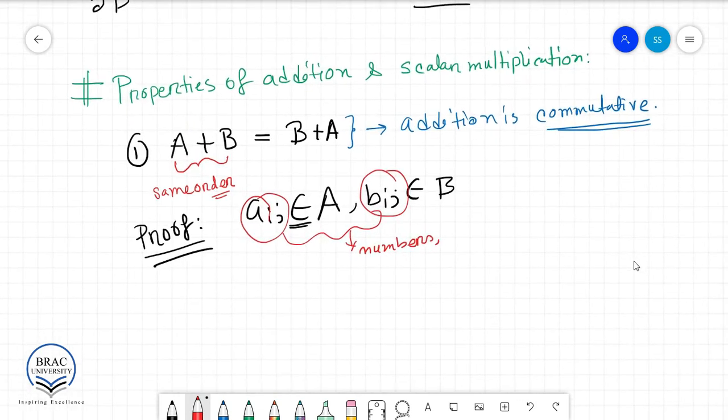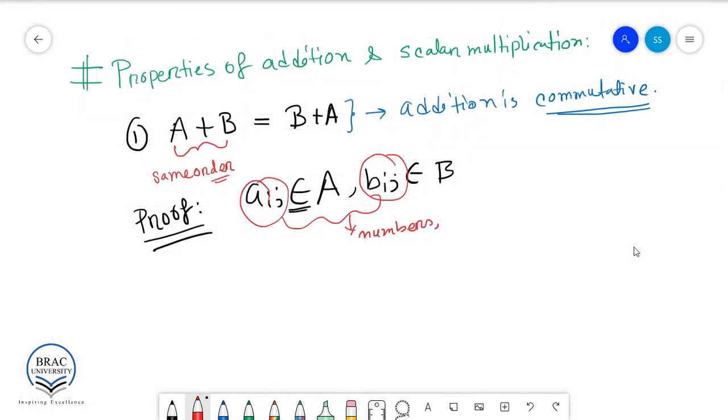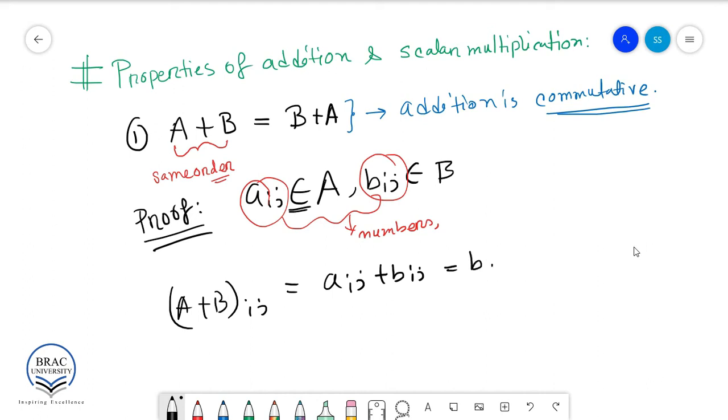Now if we write A plus B and we want to check its component, that is on the ith row and jth column, then we have to write it like Aij plus Bij, right? But these are just numbers. It's like adding 2 plus 3, and you get the same result when you do 3 plus 2. So you can write it as Bij plus Aij, right? And from here you can write B plus A, ij. That's it. Very simple.